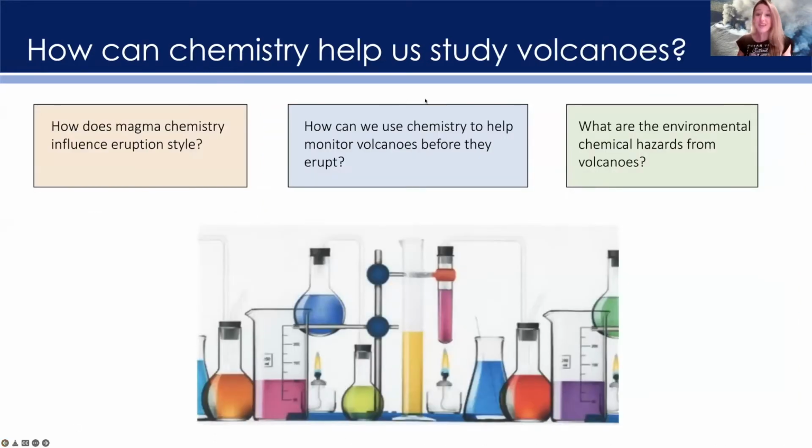Awesome. Okay, so today we're talking about chemistry, and there are 3 questions we're going to think about. We're going to think about how magma chemistry influences the eruptive style, so the explosivity. We're going to think about how we can use chemistry to monitor volcanoes before they erupt. And then what are the environmental chemical hazards when the volcanoes do erupt?